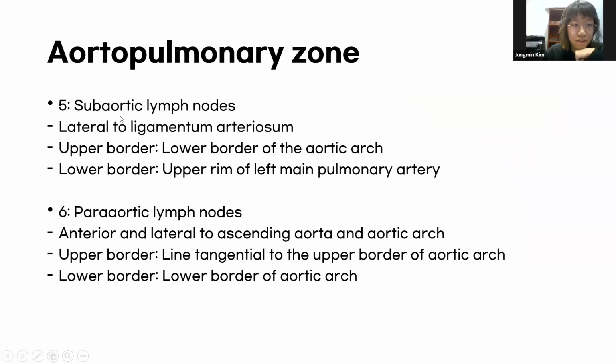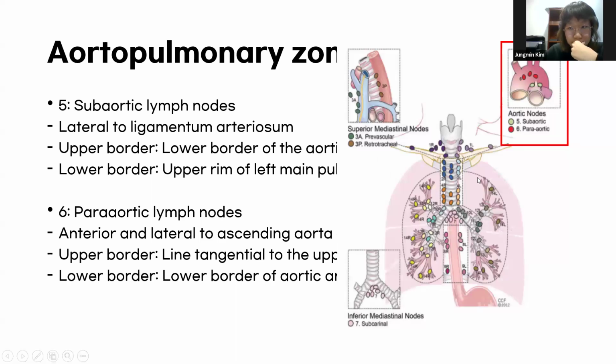In zone 5, that's the subaortic lymph nodes. It's lateral to the ligamentum arteriosum and it's below the aortic arch lower border and above the upper rim of the pulmonary artery. And para-aortic lymph nodes are anterior and lateral to the aortic arch. It's really next to the aortic arch. I will show you a real case of an enlarged para-aortic lymph node later.